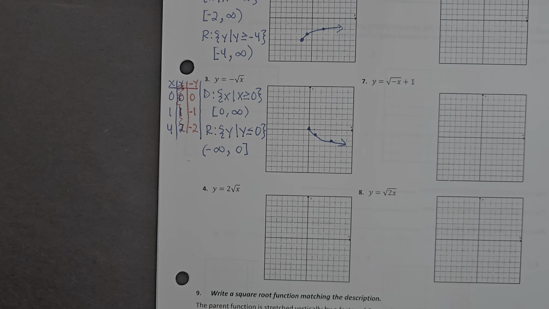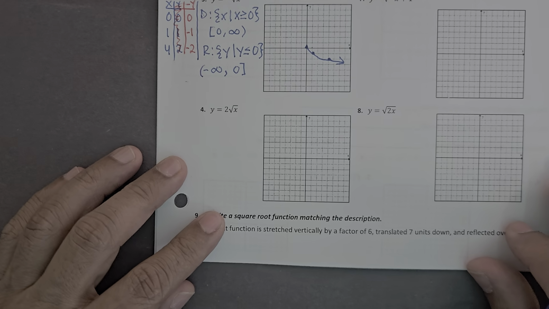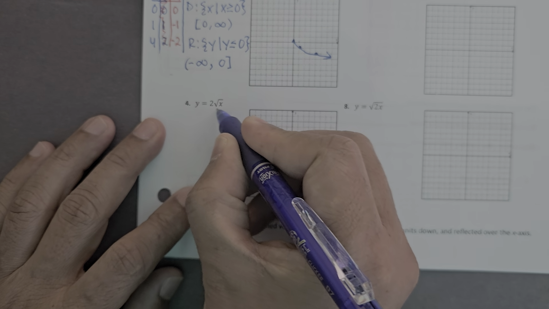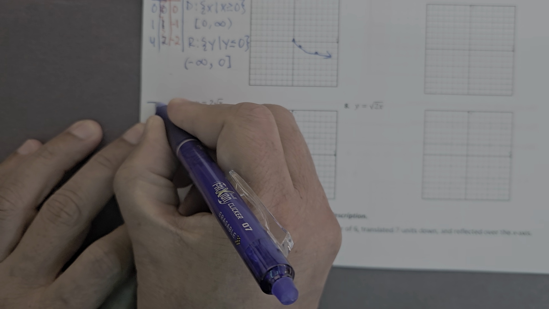Let's go to number 4 then. This is the last one that I'm going to state domain and range for. There is a 2 in front of the radical that affects the y values. So again, I'm going to do the parent function table.